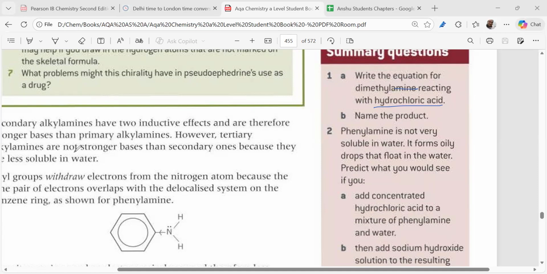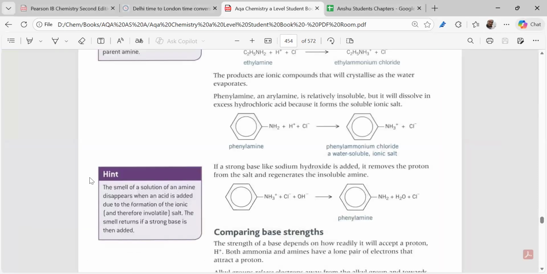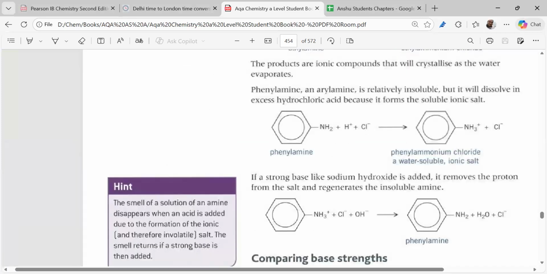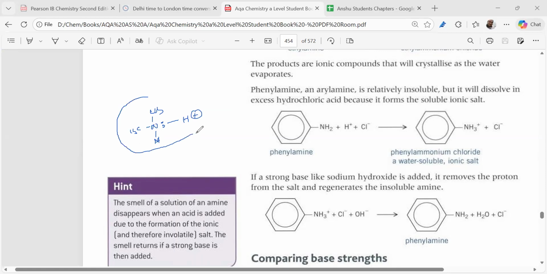Name the product. It will be something like this. Suppose you are taking dimethylamine, so dimethylamine will be this: N, methyl, methyl, H. This will be attracting the H plus and forming dimethylammonium chloride. Clear? Dimethylammonium chloride. So that's the question and answer we are getting.